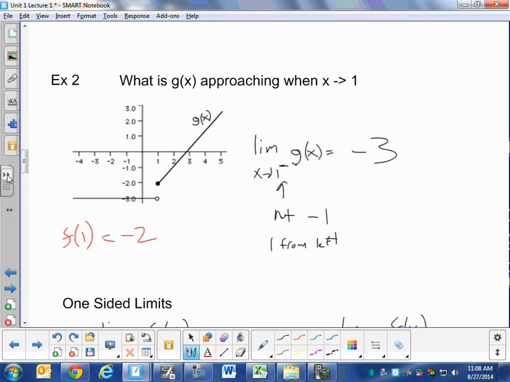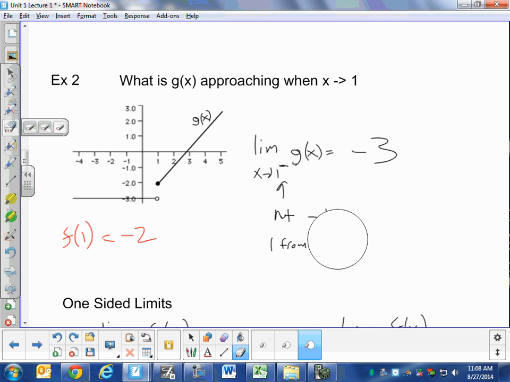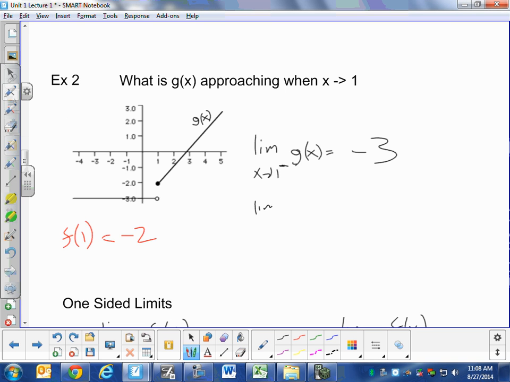So we looked at the left for this example. Let's look at the right. Limit as x approaches 1 plus. Miss Highland, what do you think this limit as we approach 1 from the right is? -2 is correct. As I'm looking at inputs to the right of 1, I see that my function values, as I get closer to the input of 1, those function values are getting closer to -2.